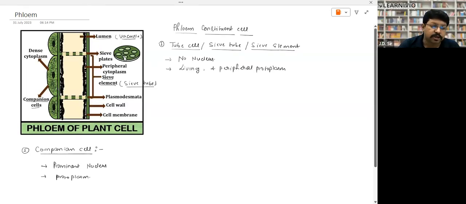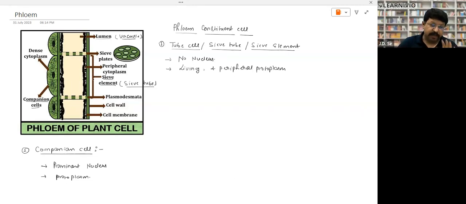Why do we call them sieve tube? Because they are tube-like structures, and at the end of every cell there is a sieve plate. Sieve means a perforated plate where pores are there, right? Like the sieve you use to clean the floor and all that. You must have seen the sieve at your home. The same kind of structure is found over there. That's why we call them sieve element or sieve tube or sieve cells, right? That is the reason behind it.